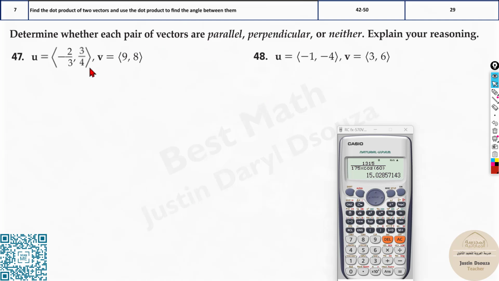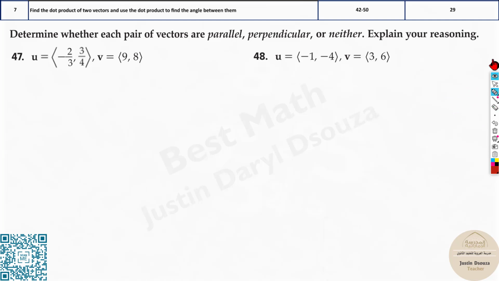And now we have to determine whether these vectors are parallel, perpendicular, or neither. This is again very simple. All you need to do is find the angle theta, the angle between the vectors. What is the formula for the angle of vectors? It's always cosine theta, the dot product divided by the magnitudes multiplied. It's not the cross product, you just multiply the magnitudes of both. Simple as that. Let me do this very quickly because I'm sure you're thorough with this formula.